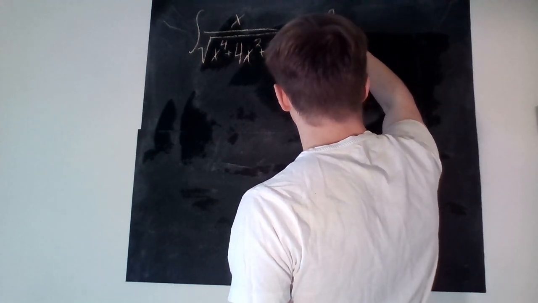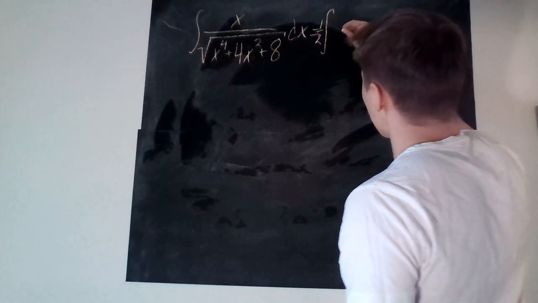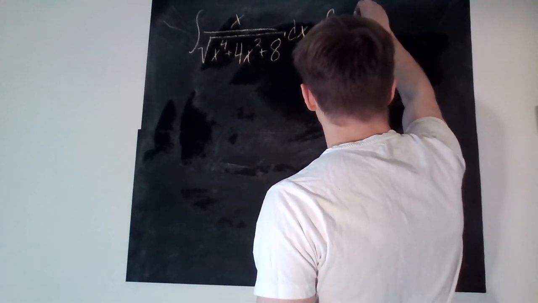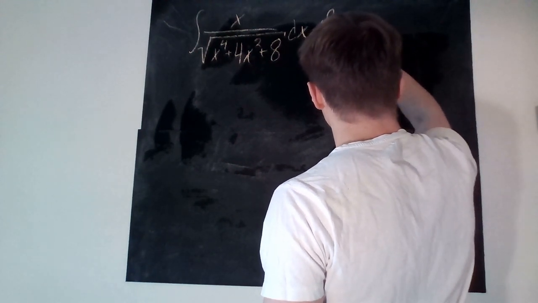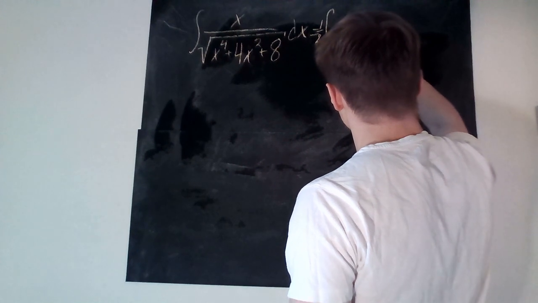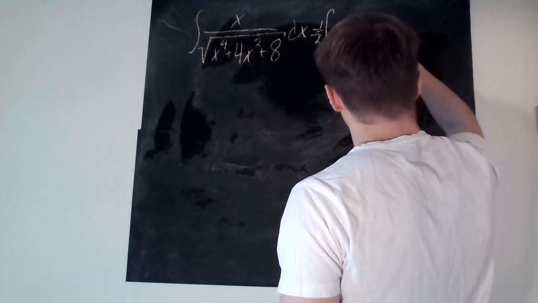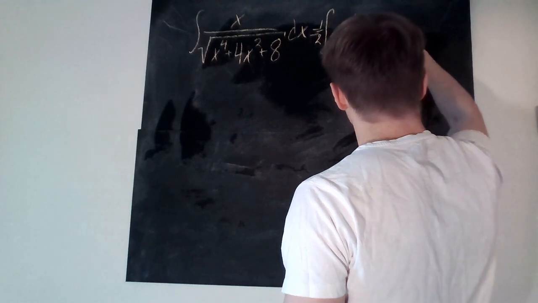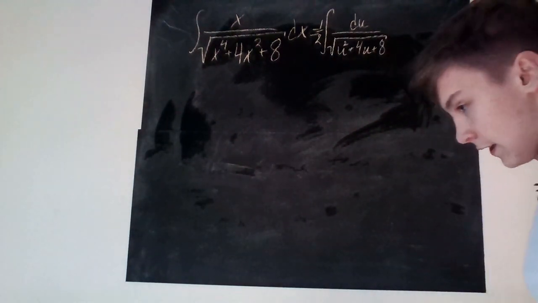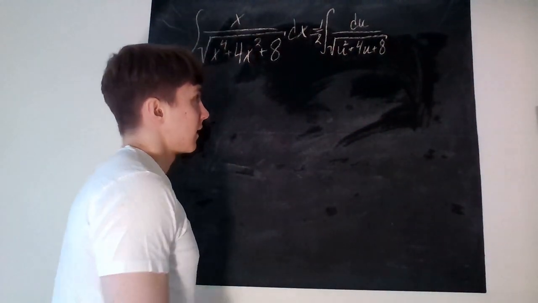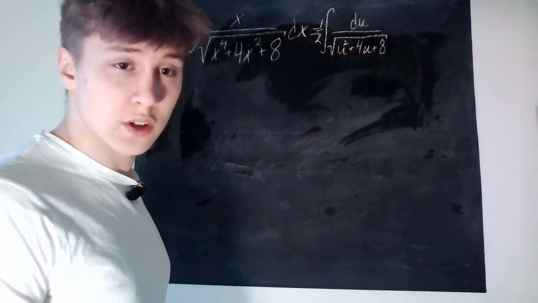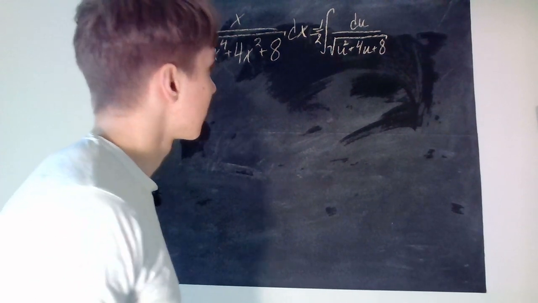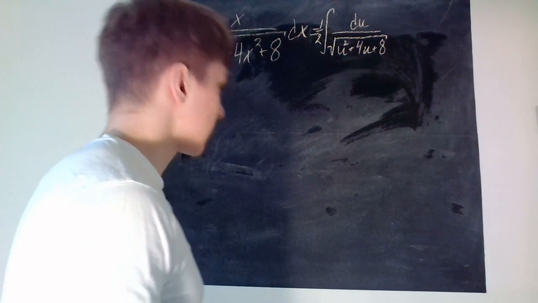So then we would have 1/2 times the integral of du over the square root of u squared plus 4u plus 8. And if you're really good at integrals, you would look at this and think, oh, arc hyperbolic sine. Well, anyway, that's the way we're going.